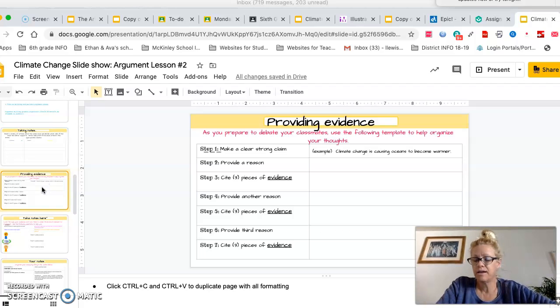Okay, this, again, helps you to lay it out. Use these as you can. As you prepare to debate your classmates or show your argument, use the following template to help you organize your thoughts. And when you make an argument, you make a strong claim and have a reason. Strong claim and reasons and evidence, okay? So your claim is climate change is causing oceans to become warmer, or whatever your claim is. I'm giving you an example. And then I would provide reasons. How do I know that? Is it because I go swimming and it feels warmer, or is there scientific evidence that shows it? And how can I say that intelligently? Okay.